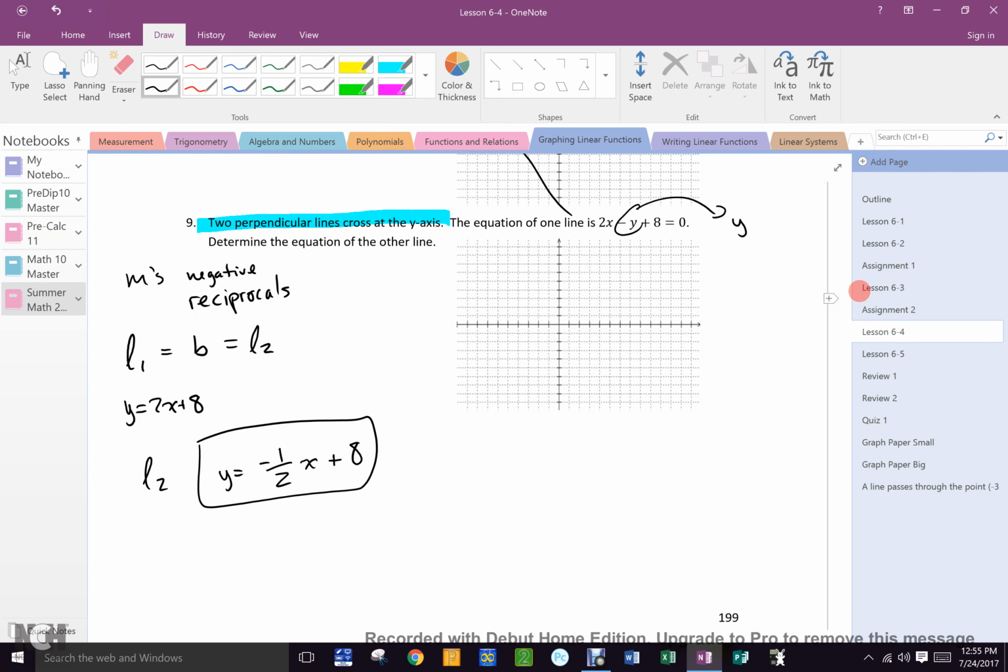Oh yeah, we got to graph it. So the first one was at 1, 2, 3, 4, 5, 6, 7, 8. And it had a slope of 2. So down 8, out 1, 2, 3, 4. There's line 1. And the other one went down 1 and out 2. The other one went that way. Is everybody good? Yeah. Same way I graphed all of them.